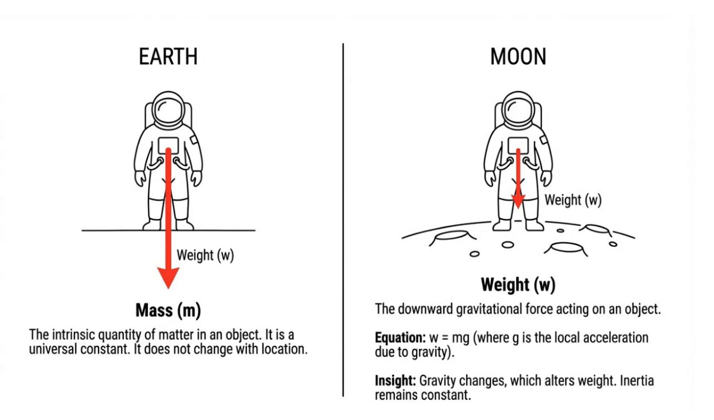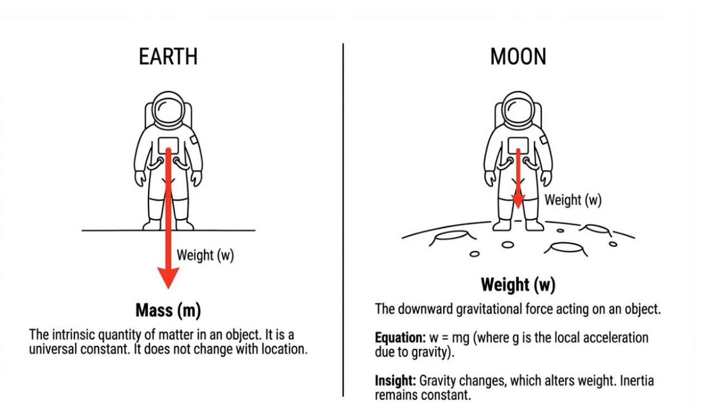Here, we see how mass and weight differ depending on location. Mass is the amount of matter in an object, and it stays the same no matter where you are, whether on Earth or the Moon. Weight, on the other hand, is the force gravity exerts on that mass. On Earth, gravity is stronger, so the weight is higher. On the Moon, gravity is weaker, so the same object weighs less even though its mass hasn't changed.